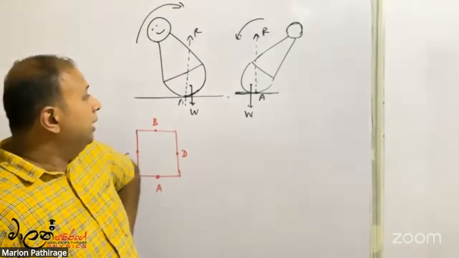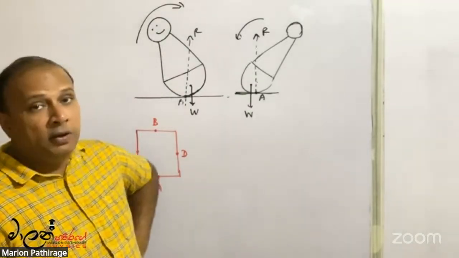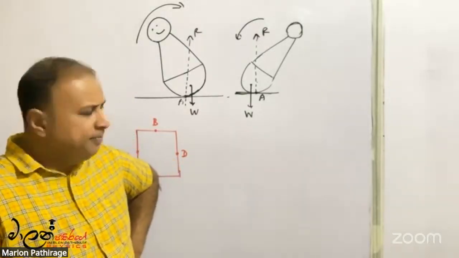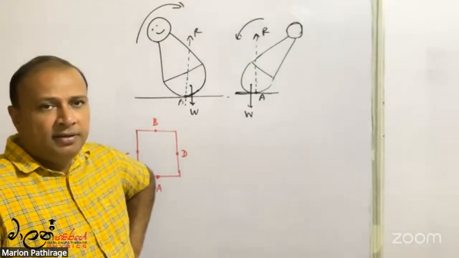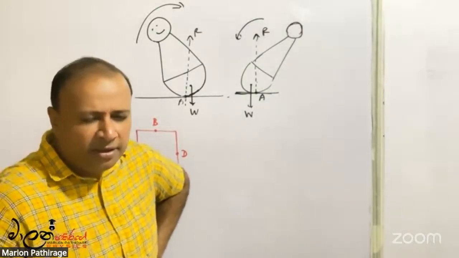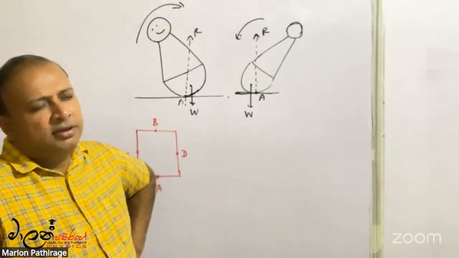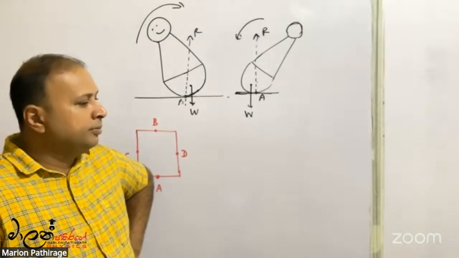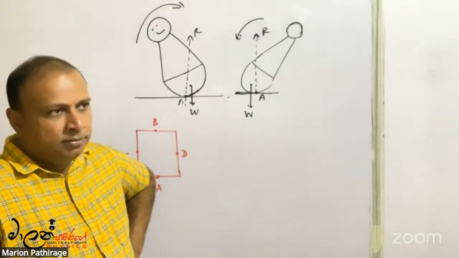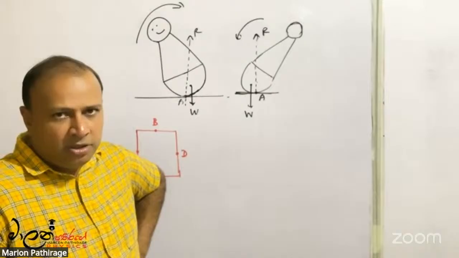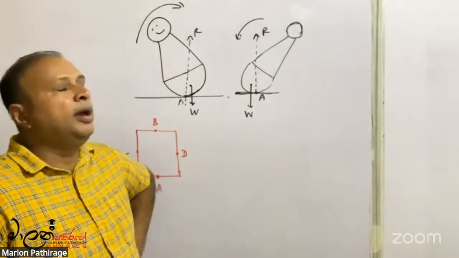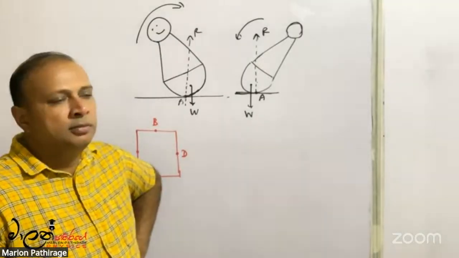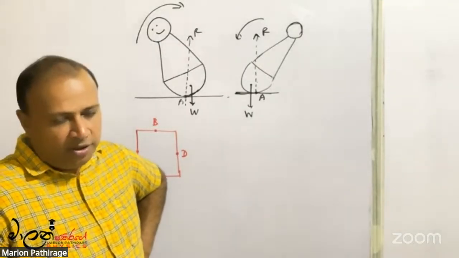Last part. W should be located in such a way that the weight can create an opposite moment to the rotated direction.